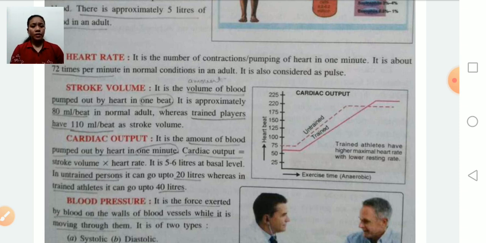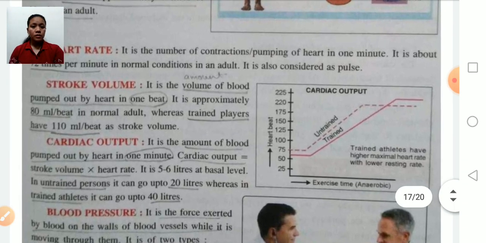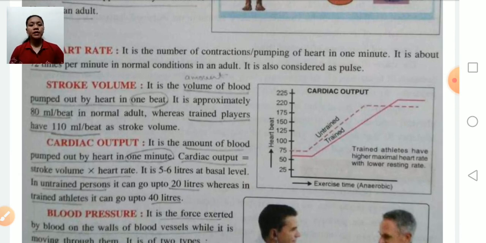Stroke volume is the volume of blood pumped out in one beat, and it is approximately 80 milliliters per beat in a normal adult, whereas trained players approach 110 milliliters per beat as a stroke volume.